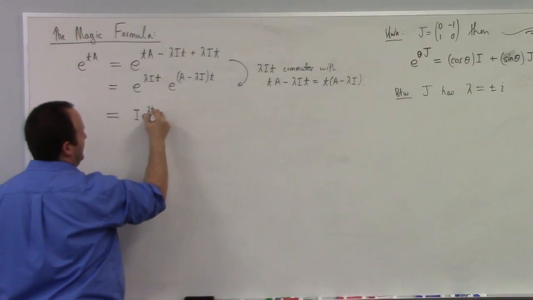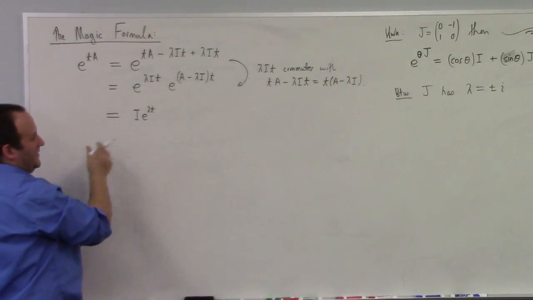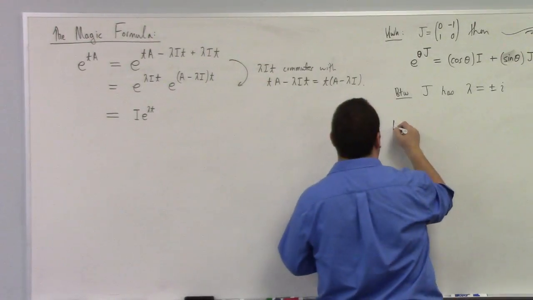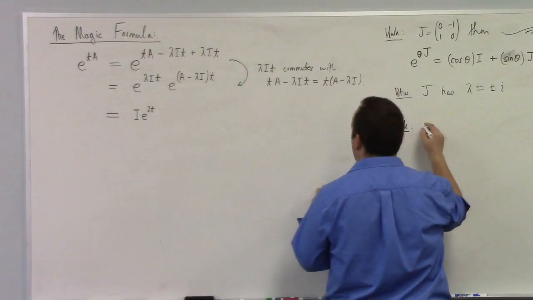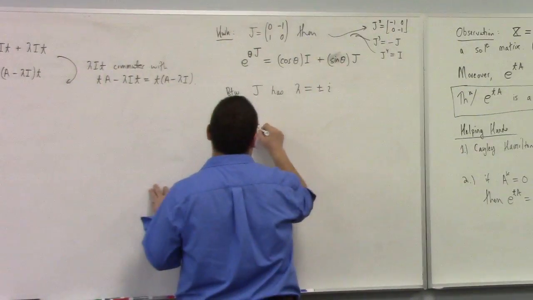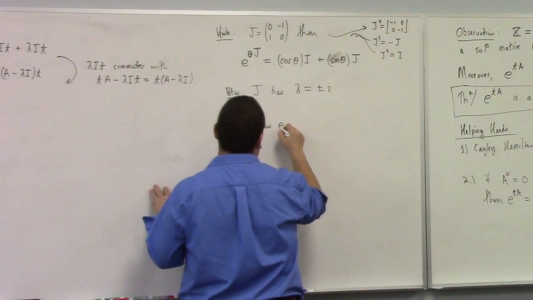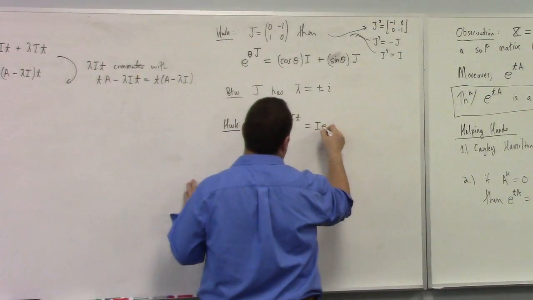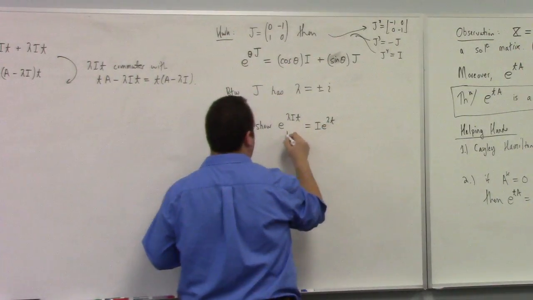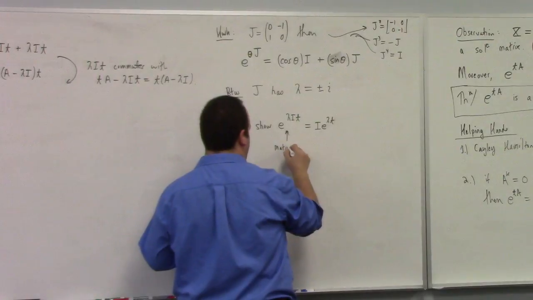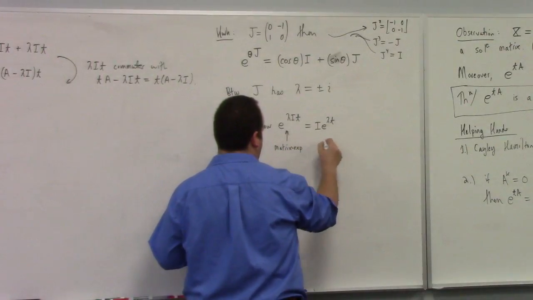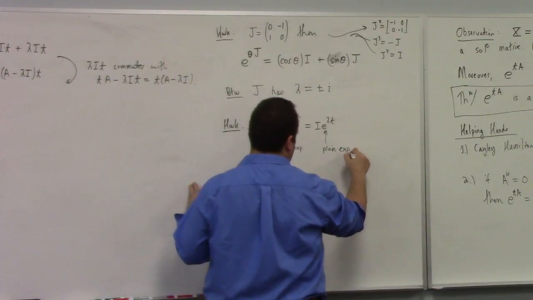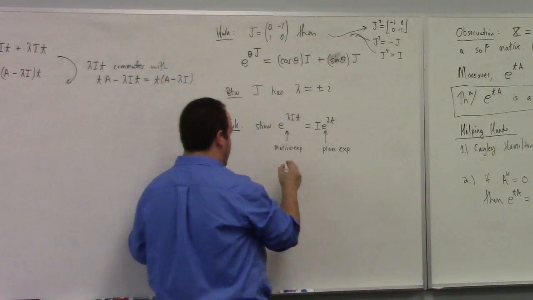Now, I've traded, I'll probably make this a homework exercise. That's a good homework for you guys to do. Homework, it may be in my notes, but homework: show e to the lambda It is equal to I times e to the lambda t. Here you have matrix exponential. Here you have plane exponential. All right, so a two-dimensional version of this.